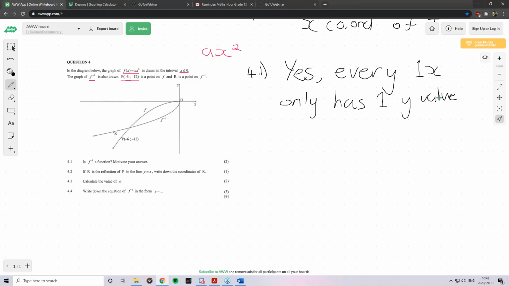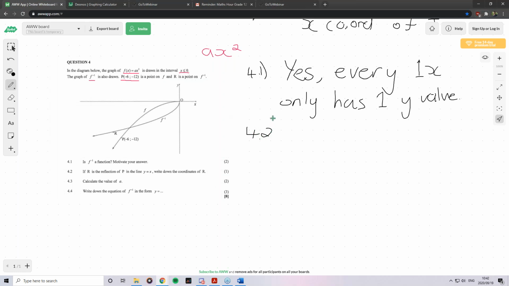There are many different ways you can word this. Maths is not too finicky about how you answer these types of questions, but this is two quick marks. It's a function because for every x there is only one y value. So for every x in the domain, there's only one y.